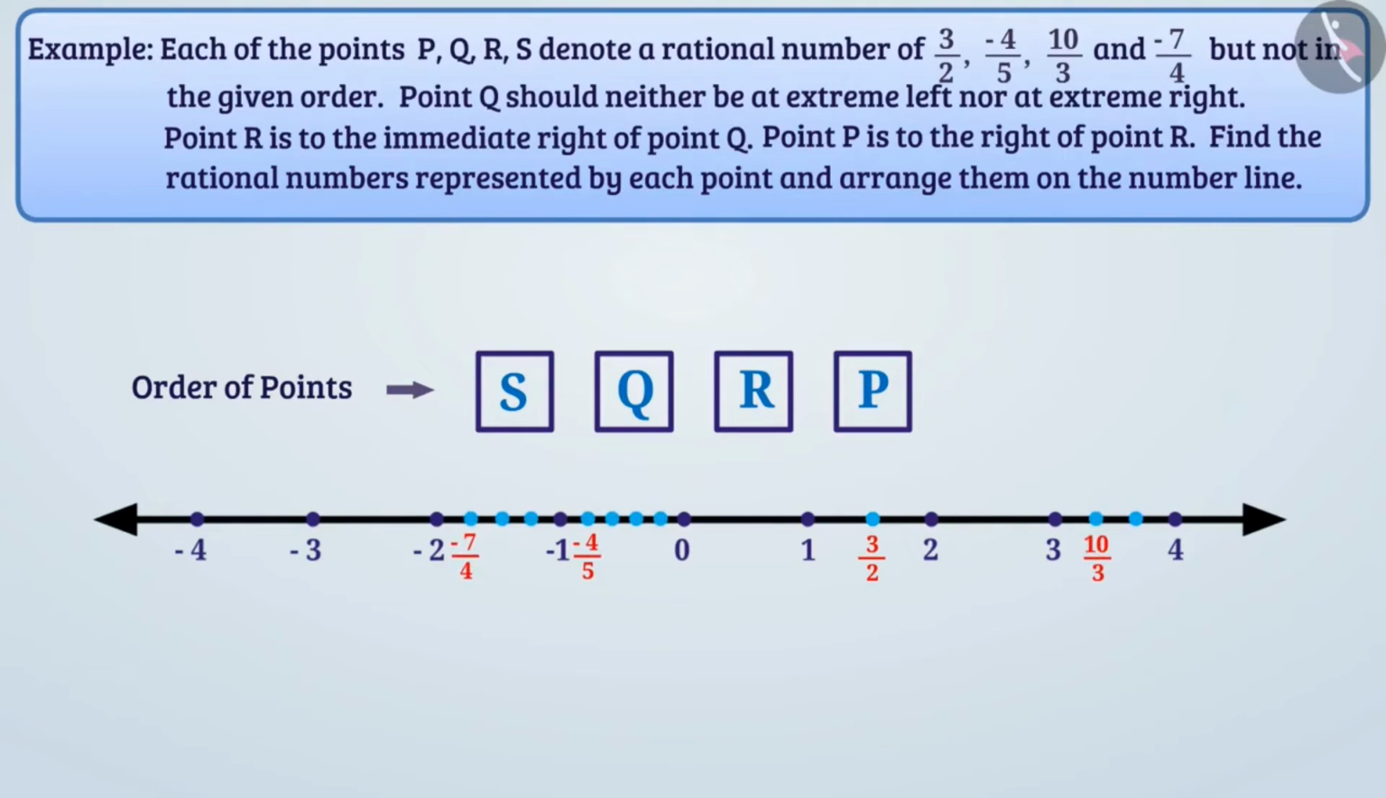Considering the order of rational numbers and the order of given points, we can now say that point S is the rational number minus 7 by 4, point Q is the rational number minus 4 by 5, point R is the rational number 3 by 2, and point P represents the rational number 10 by 3.